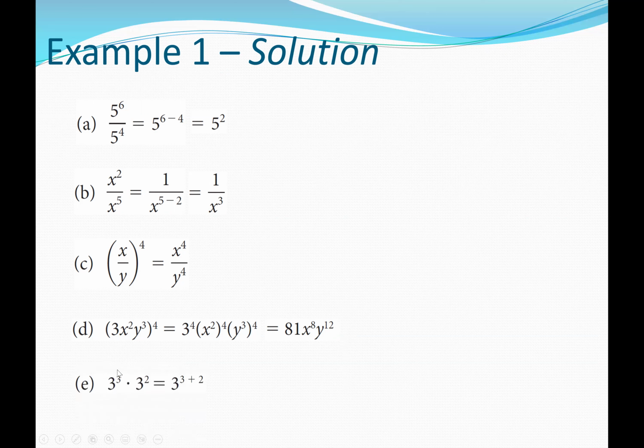Next question, we have 3 to the power 3 times 3 to the power 2. So the bases are 3 and 3. They are the same, so we can add the exponents. So our answer will be 3 to the power 3 plus 2, which will give us 3 to the power 5.